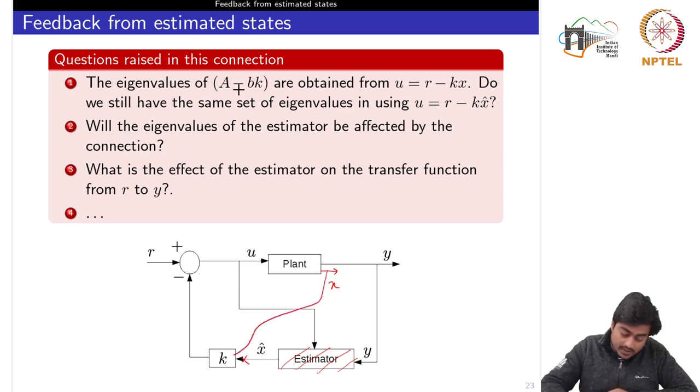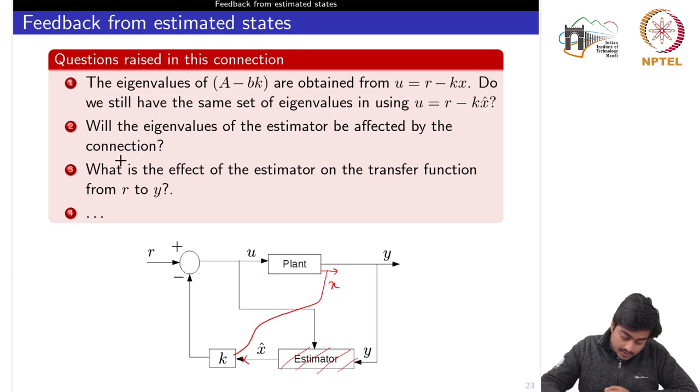Okay, so we had seen already that the closed loop state matrix would be A minus BK. Now if we are using this estimator, whether the eigenvalues of the closed loop system would still remain the same or it would change, right? So the second question, will the eigenvalues of the estimator be affected by the connection? So it is both ways. So whether the eigenvalues of the closed loop control system would be affected by the estimator or vice versa.